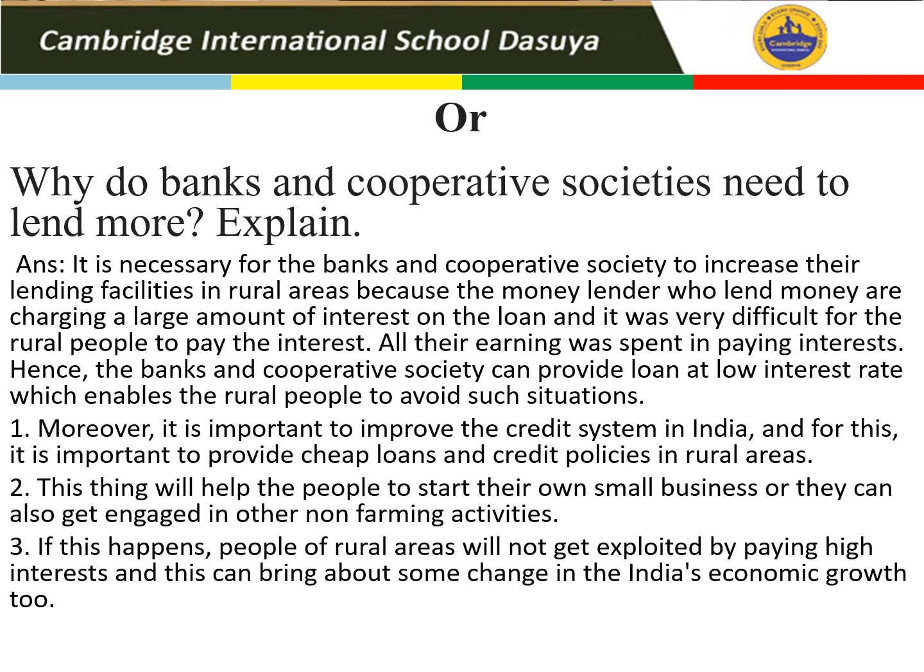So next is, all their earning was spent in paying interest. Fine. So interest is very much for them. So they are paying the interest only. The banks and cooperative societies can provide loans at lower prices, lower interest rate, which enables rural people to avoid such a situation. Moreover, it is important to improve the credit system of India. In India, for this purpose, it is important to provide cheap loans to the people and with credit policies in rural areas. So this is the reason why they need to lend more in rural areas.